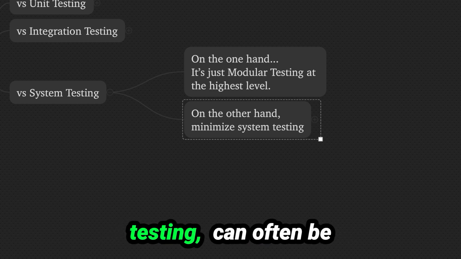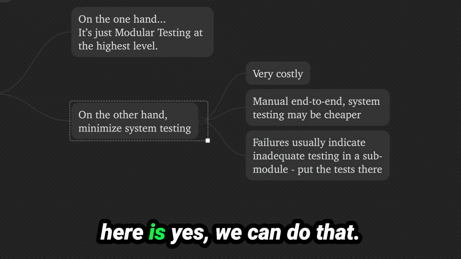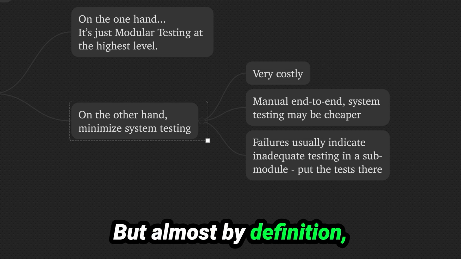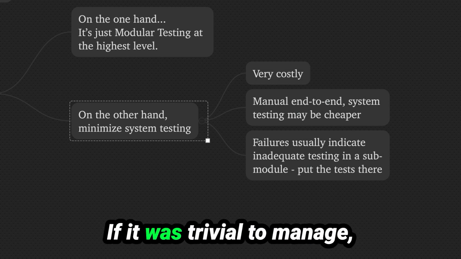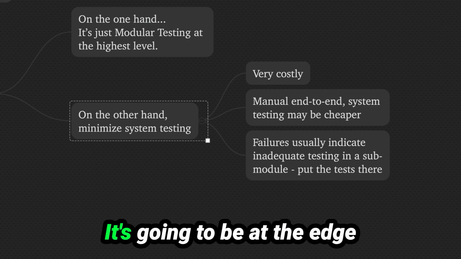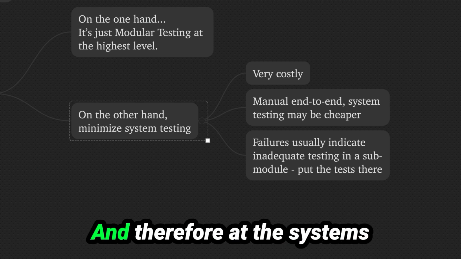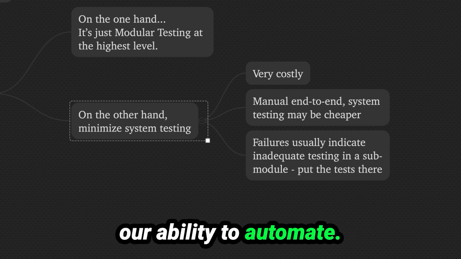As I said before, system testing can often be more pain than it's worth. And that's really my offer here: yes, we can do that, but almost by definition, whatever we're building is going to be at the limit of our ability to manage it. If it was trivial to manage, it'd be trivial for anyone to write this code and we wouldn't be bothering. It's going to be at the edge of our ability to manage it. And therefore, at the systems integration level, that's going to be at the limit of our ability to automate.